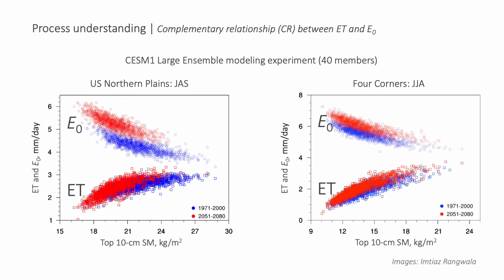Here on the left, for the northern Great Plains, we see evaporative demand increasing between the two periods, primarily in response to rising temperature. The cloud of blue dots moves leftward to create the red cloud, indicating that while soil moisture declines, actual ET remains about the same. This may be an aridification signal in the face of increasing precip. A similar, though more muted signal appears in the Four Corners region on the right-hand side. The point here is that the best current models can capture this complementary relationship.